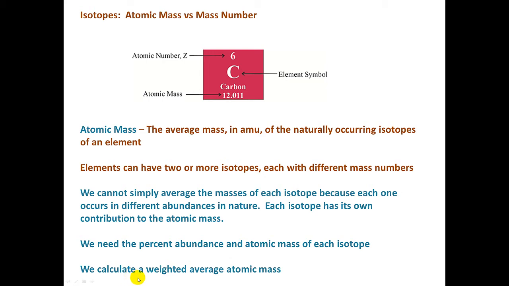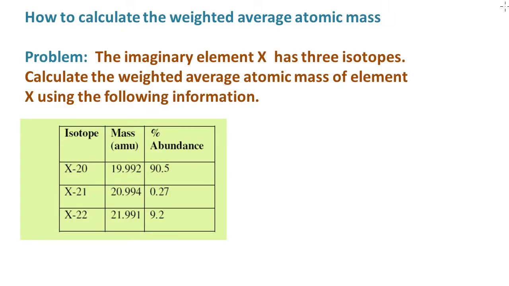What we calculate is what we call a weighted average atomic mass. So let's take a look and see how that's done. In this problem, we're told that the imaginary element X has 3 isotopes, and we're asked to calculate the weighted average atomic mass of element X using the information in the table.